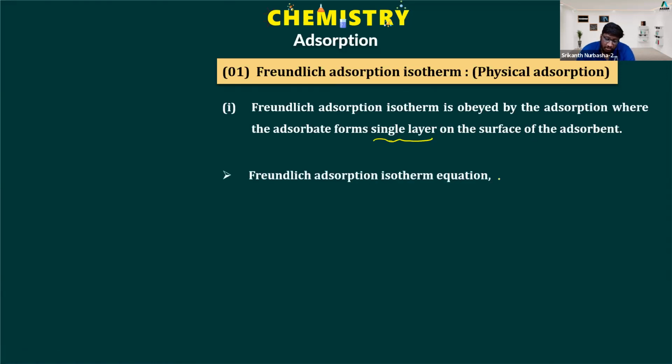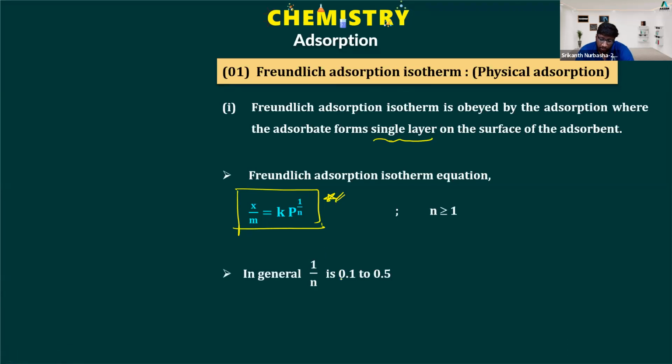Freundlich adsorption isotherm equation will be x by m is equal to k into p power 1 by n, where n should be greater than or equal to 1. In general, 1 by n lies between 0.1 to 0.5. The value of 1 by n will be lying between 0.1 to 0.5. This was the Freundlich adsorption isotherm equation.